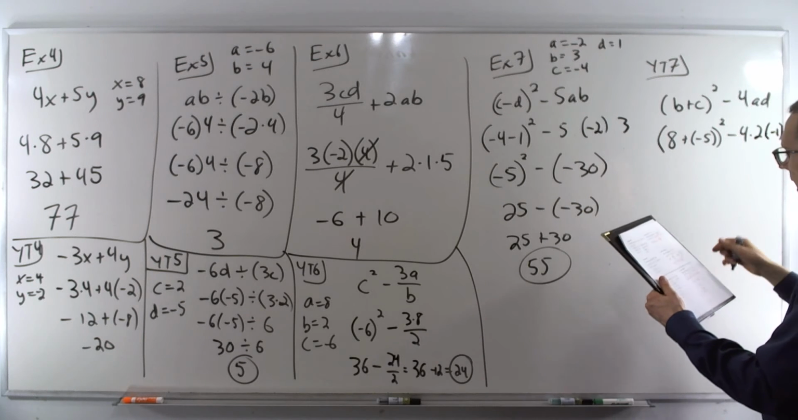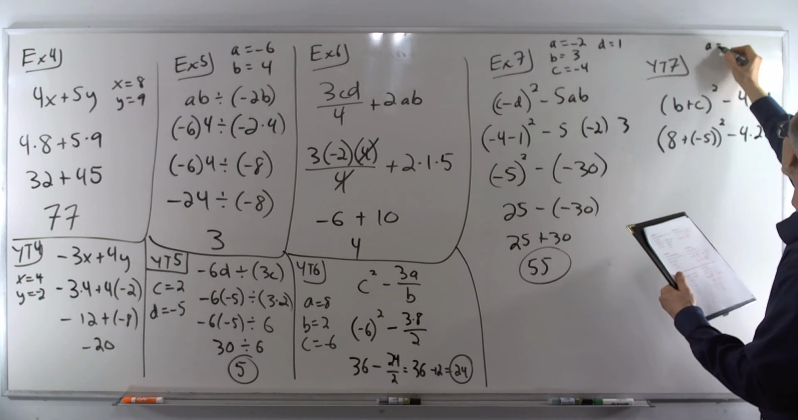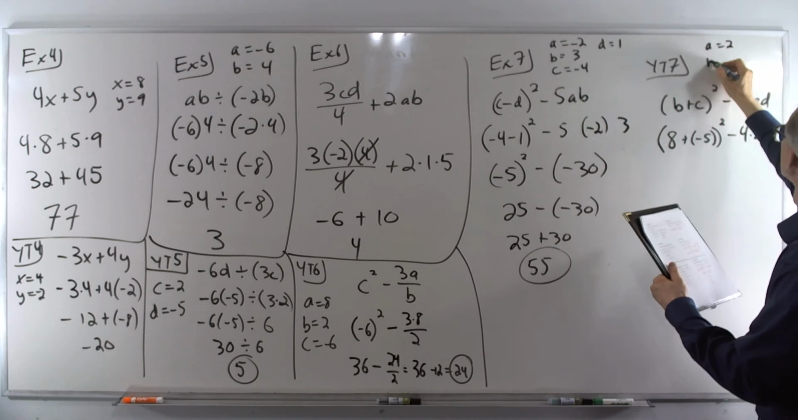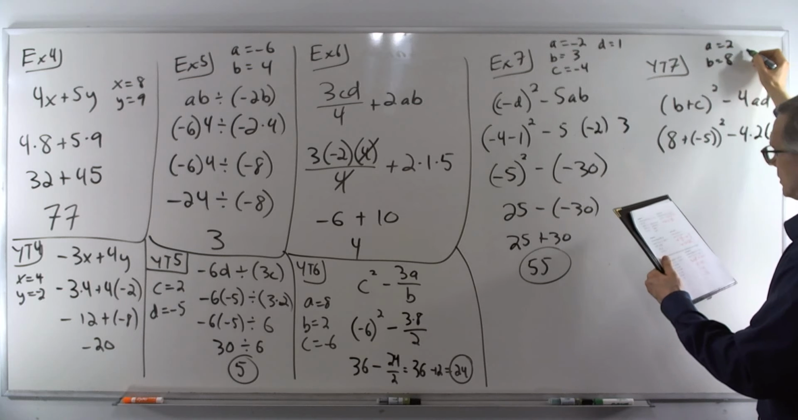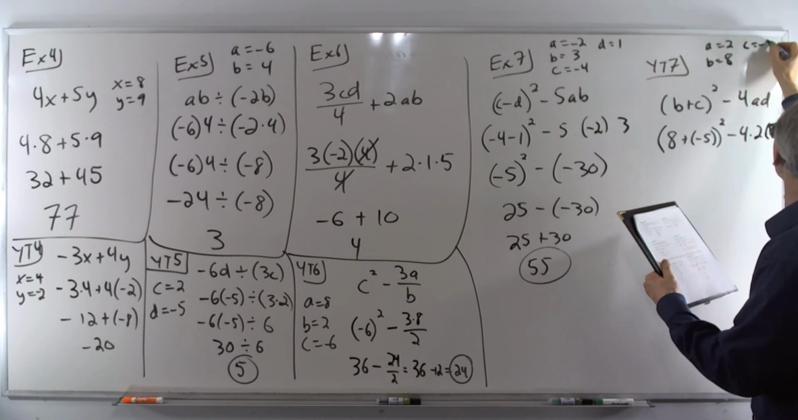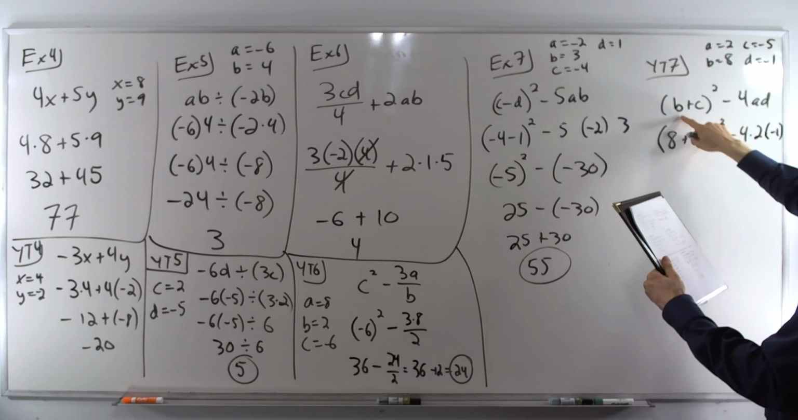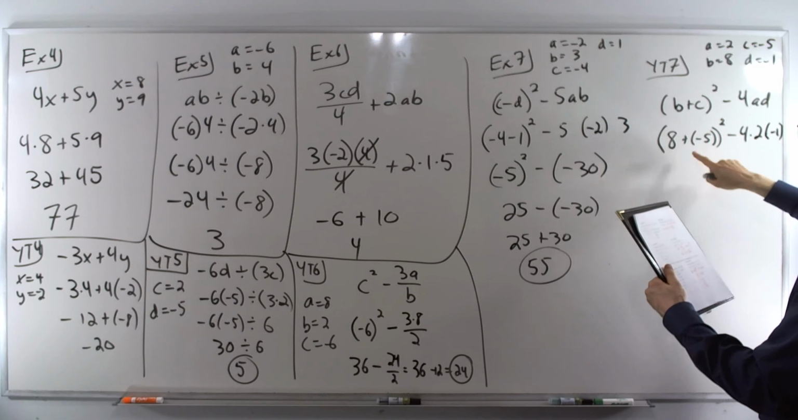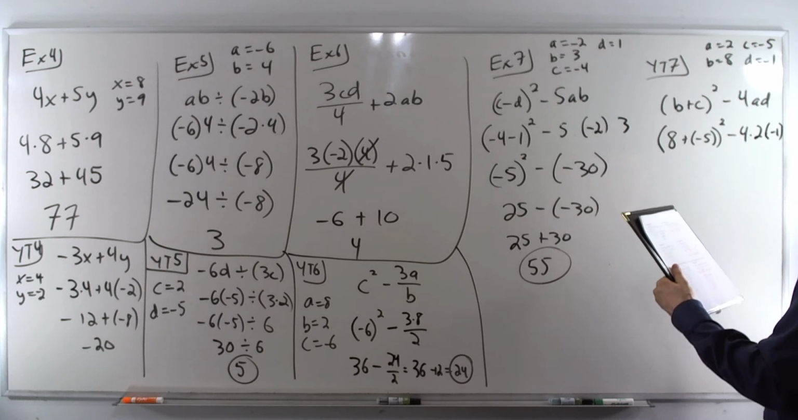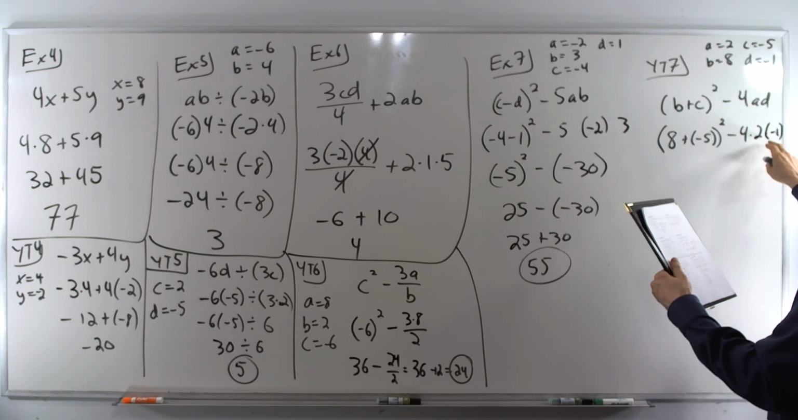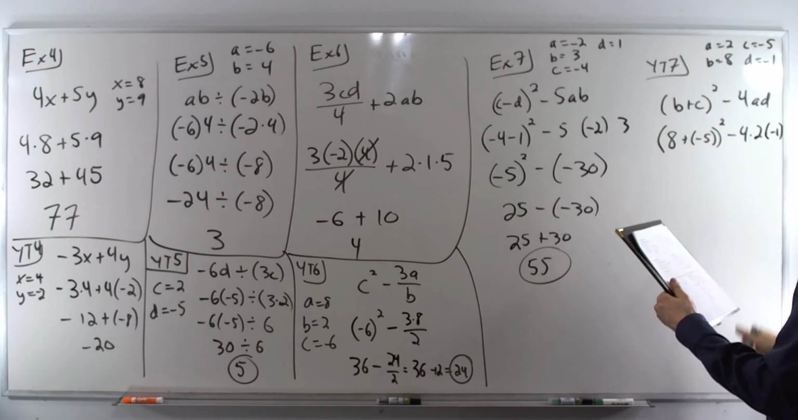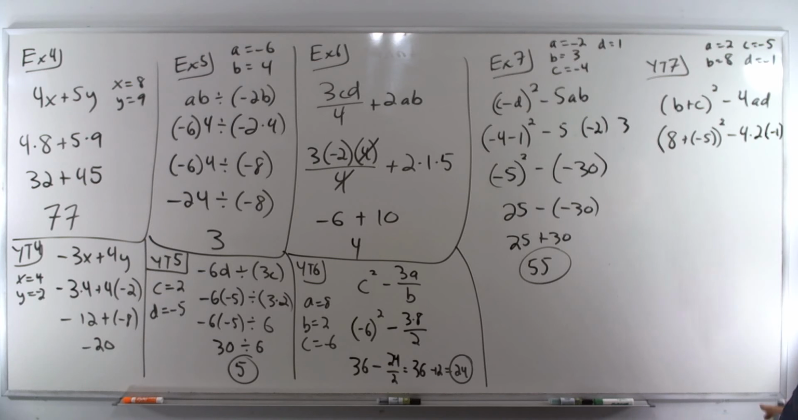Okay, for this one, A is 2, B is 8, C is negative 5, and D is negative 1. So for B, got 8, C, plug in a negative 5, keep those in parentheses, 4 times 2, let's see, A is 2, D is negative 1. All right, so we're all plugged in.